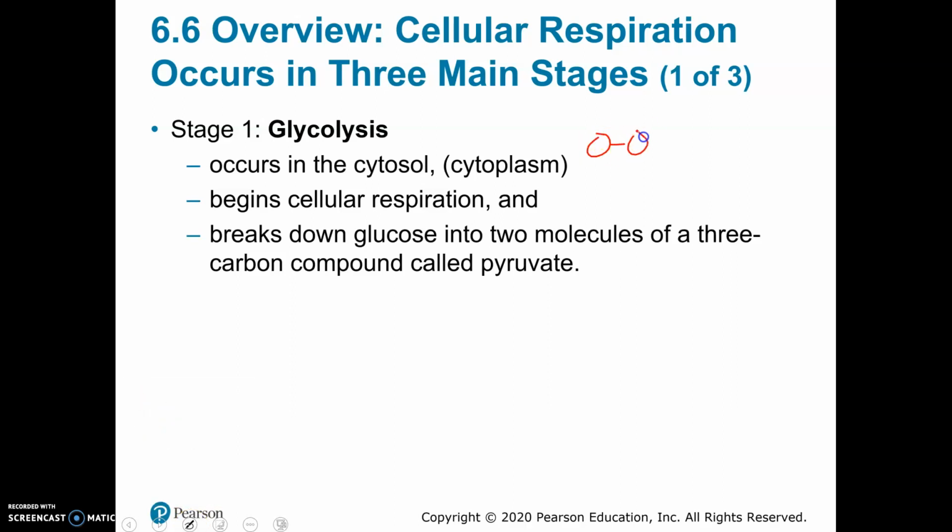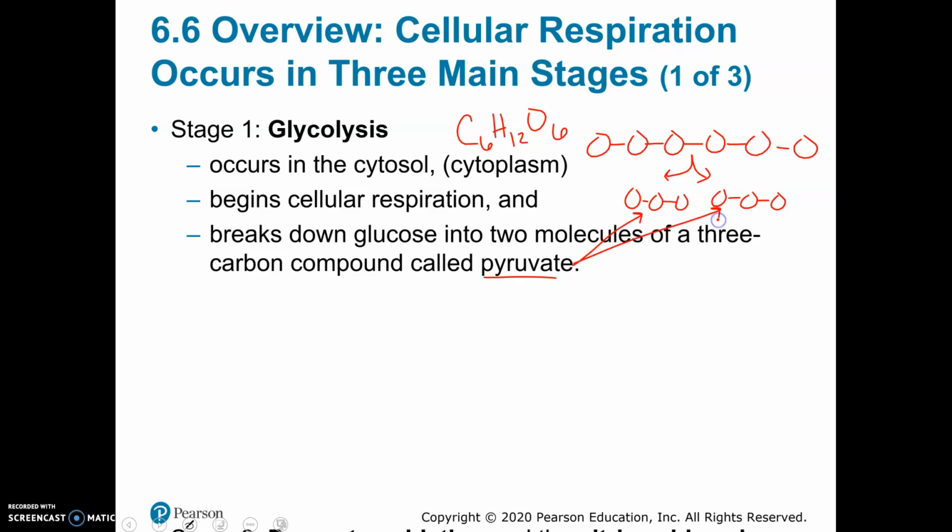So if you think about glucose, 1, 2, 3, 4, 5, 6 carbons. I'm not drawing, remember, glucose is C6H12O6. I'm just drawing the carbons here. It's got a bunch of steps, but ultimately, it just splits glucose in half. And that's what glycolysis means. It means to split glucose. So, and these 3 carbon compounds are going to be called pyruvate.